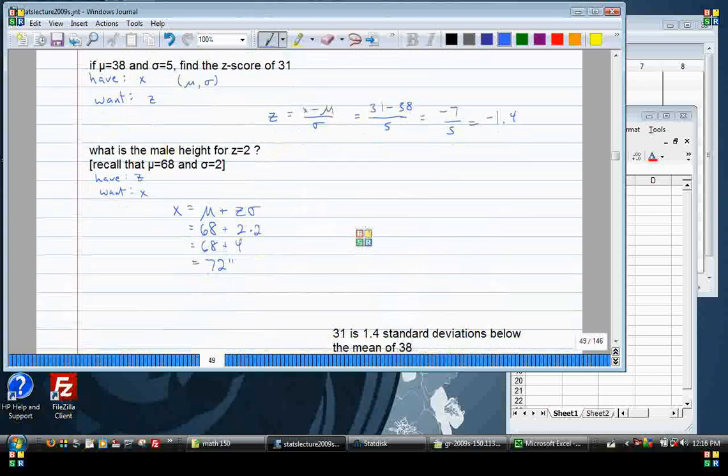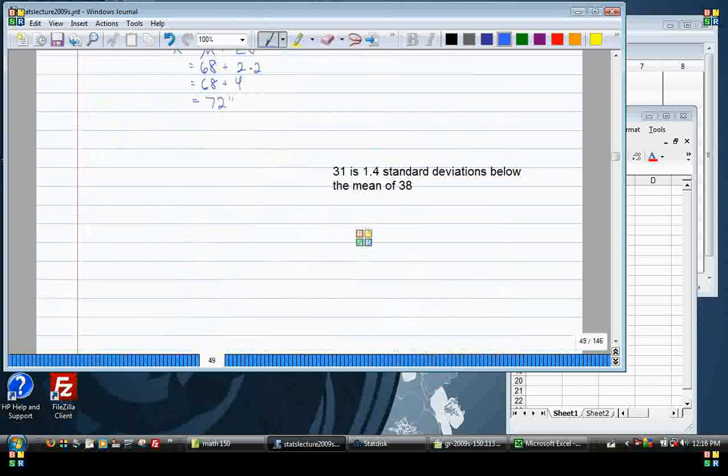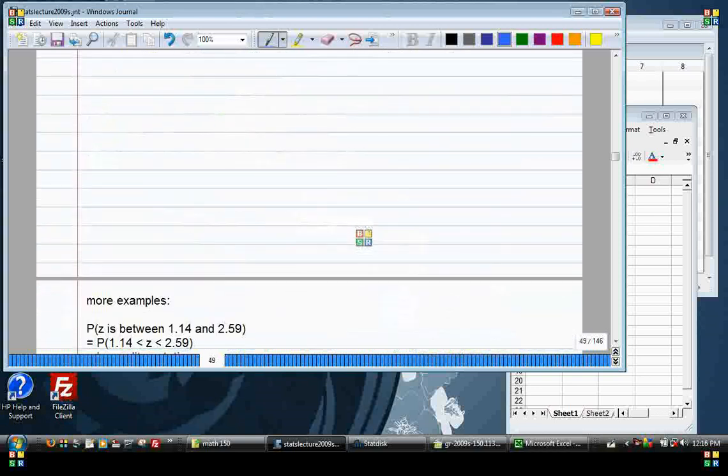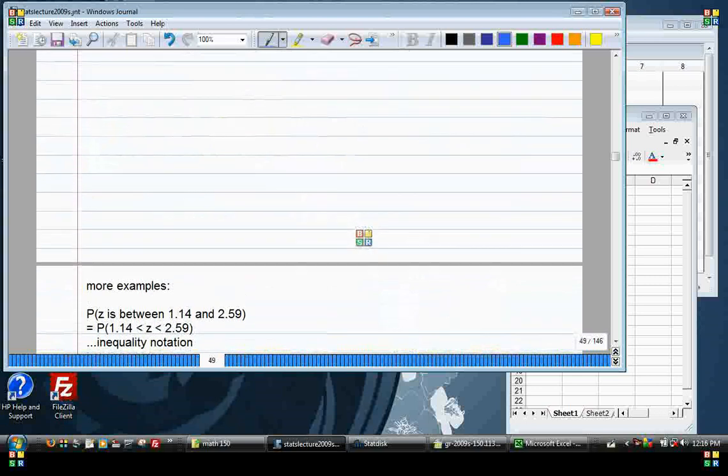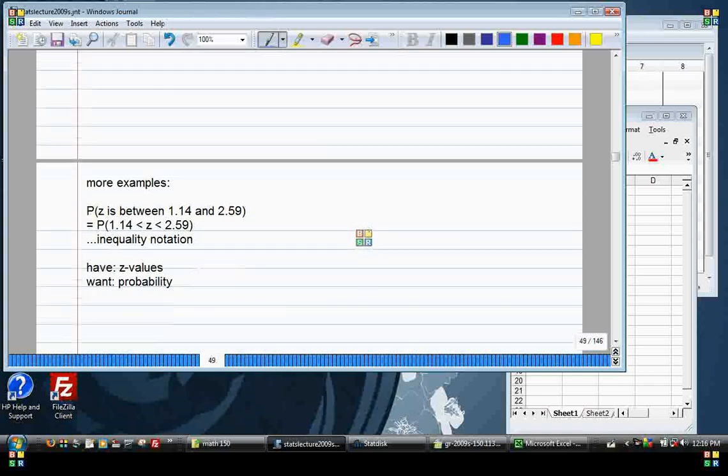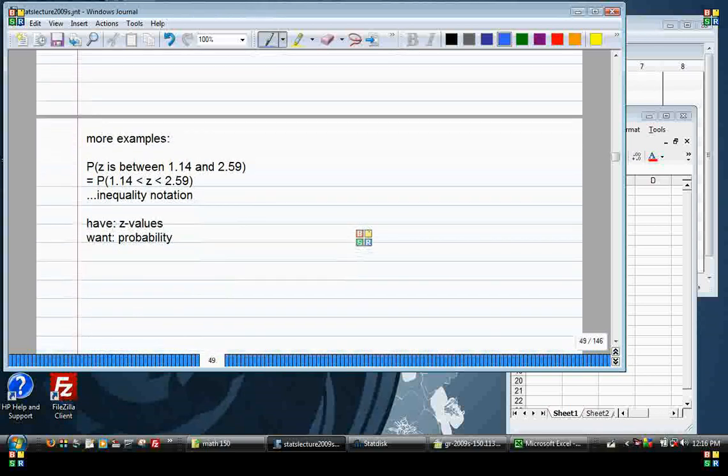Alright. Let's do a couple of slightly fancier problems. So, what about this one? What is it that we have? We have z-scores. And what is it that we're trying to find? We're trying to find probabilities. Exactly. So, how do we do this? What's the first thing to do? Draw a picture.